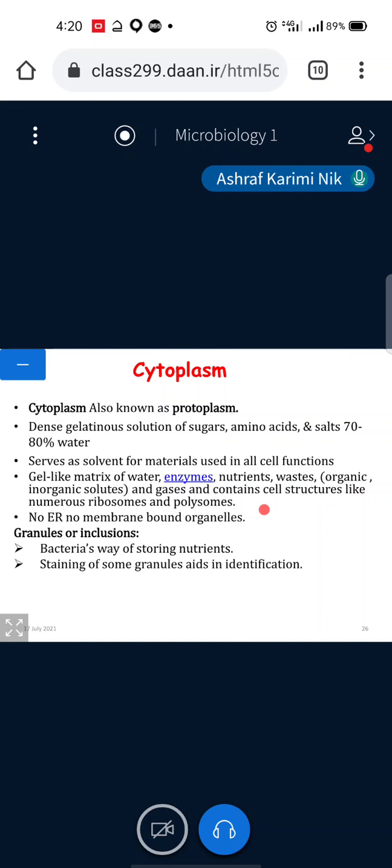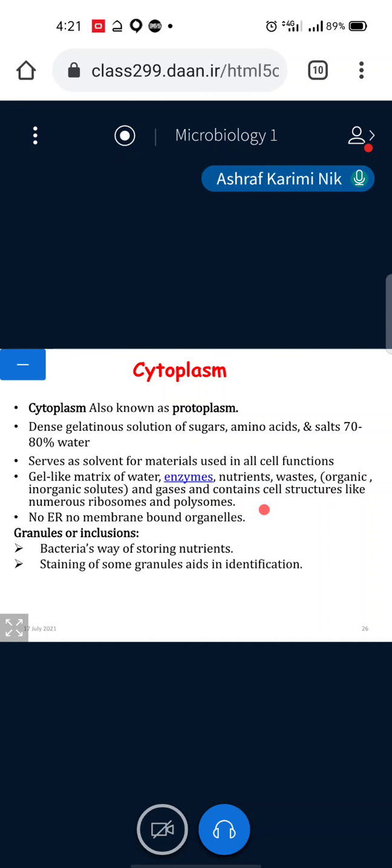No ER or membrane-bound granules. No endoplasmic reticulum in bacteria. Endoplasmic reticulum is just for the eukaryotic cell. And organelles in the cytoplasm of bacteria lack a membrane.